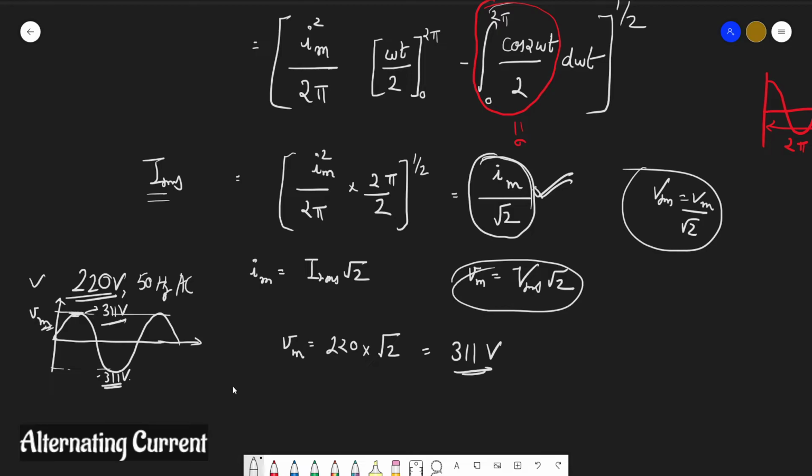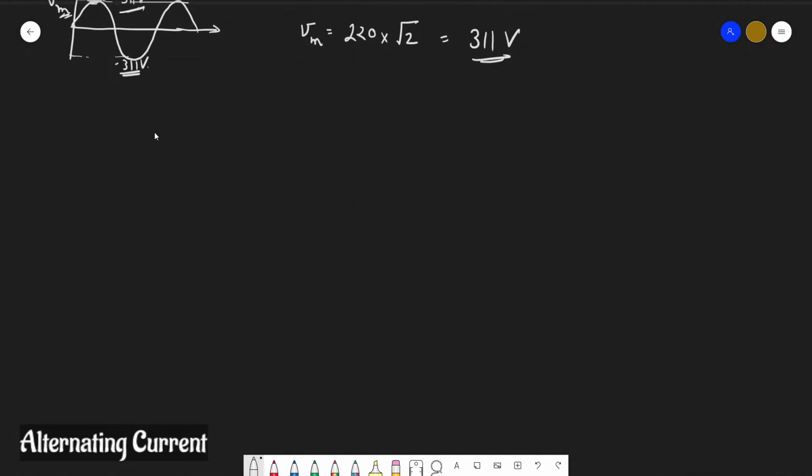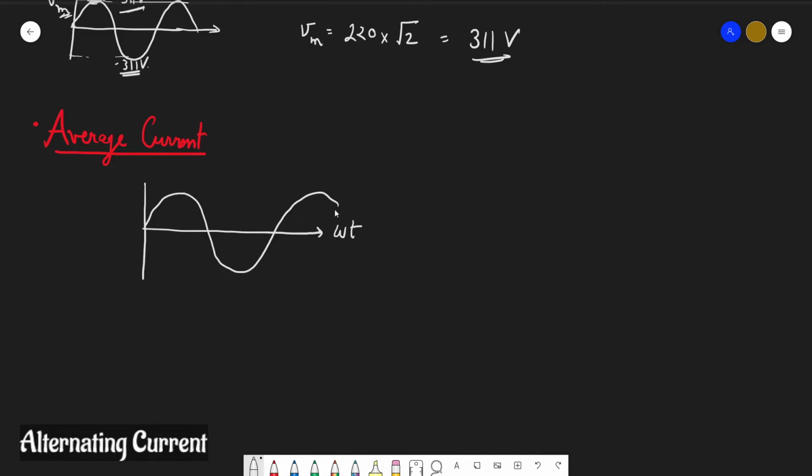Again, if I talk about the average current and average power value, let us talk about average current. I am considering this whole cycle, okay? Again, if I have this graph, this is omega t. You are having a graph of the current. This is I. This is obviously the maximum value Im. This is 0.